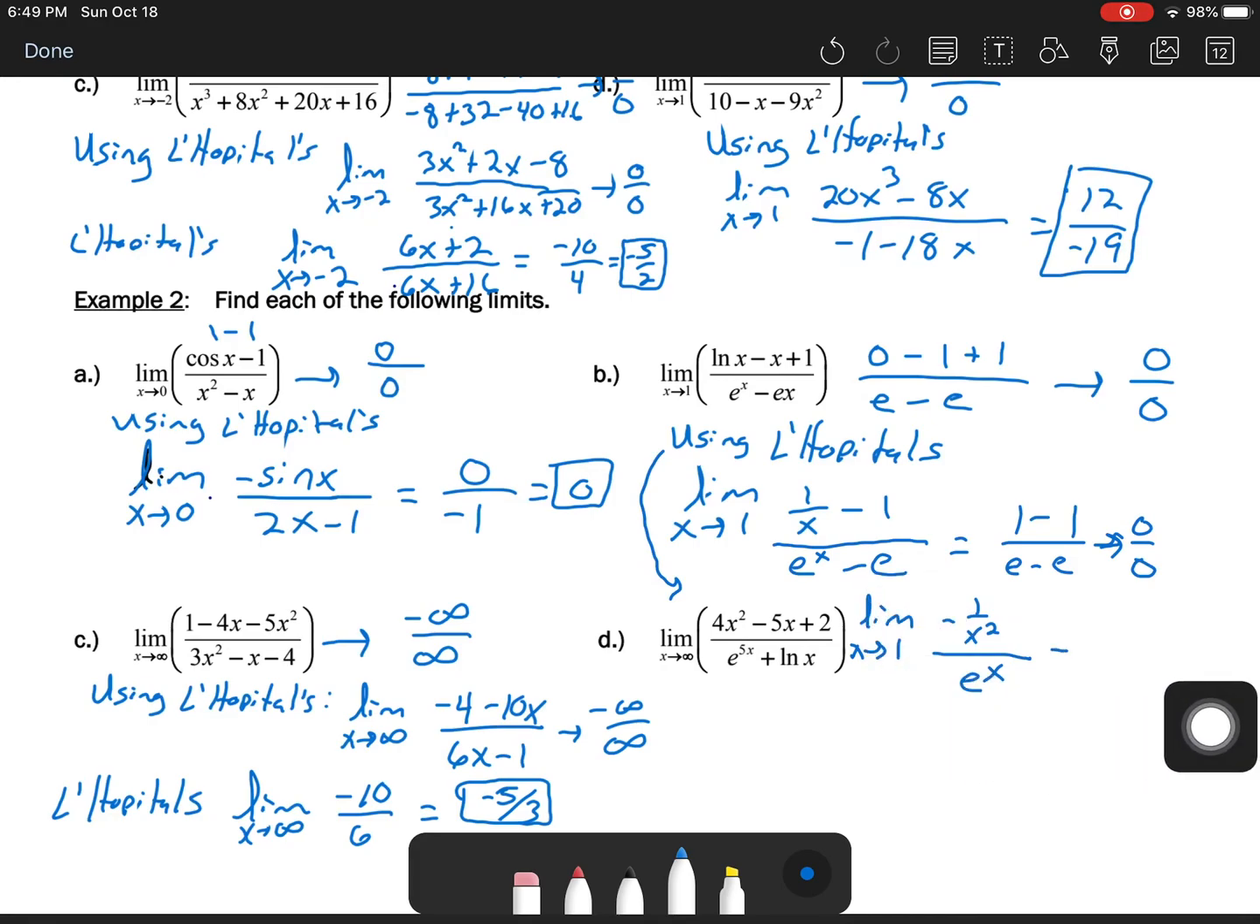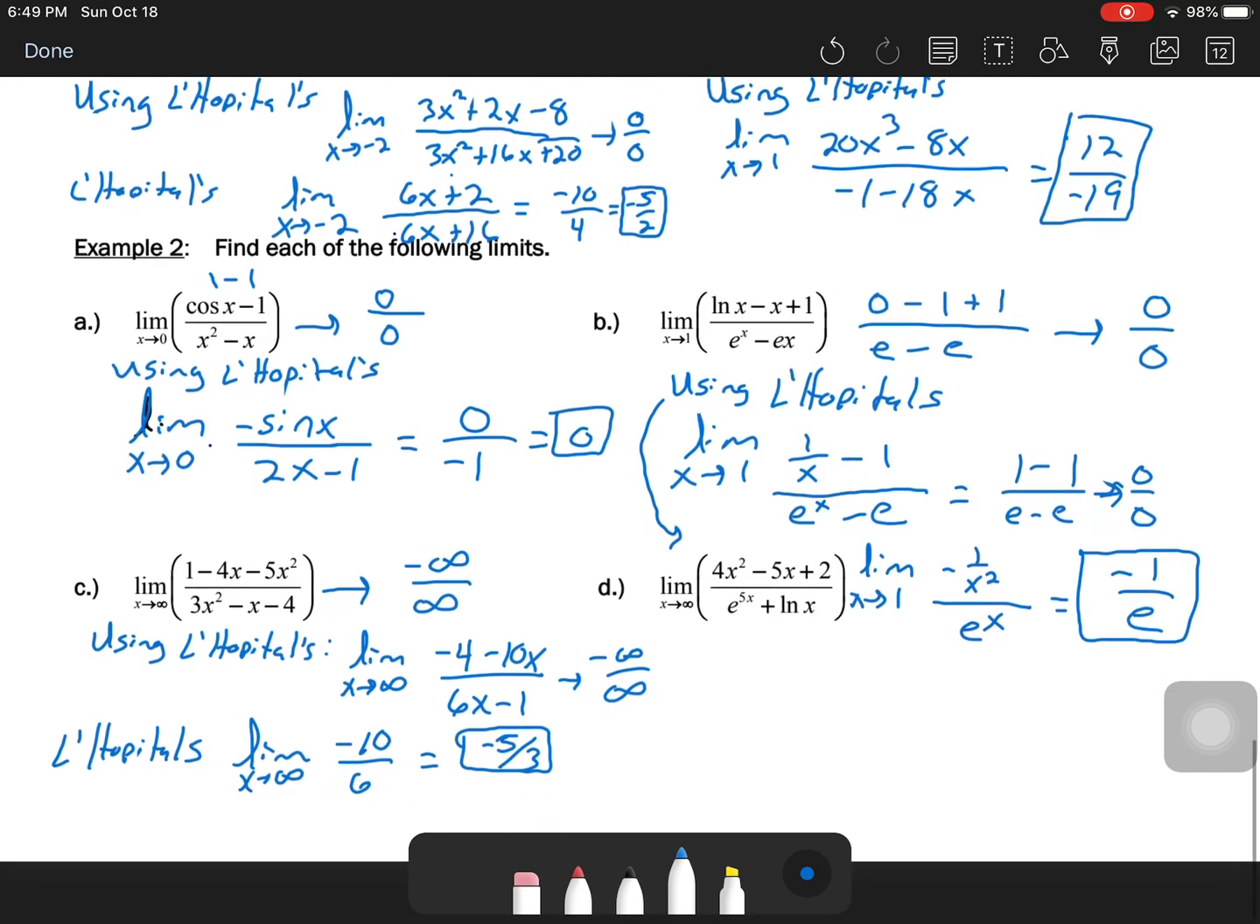Okay, and now I can plug in my 1, and I get negative 1 on top, and on the bottom I get e. So really the answer to this limit is negative 1 over e. Okay.